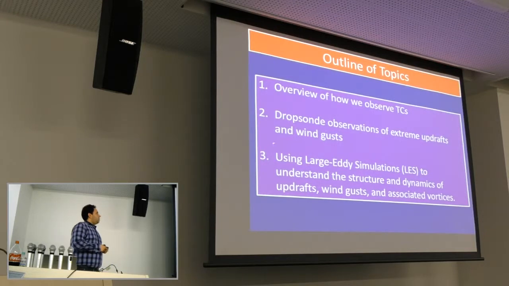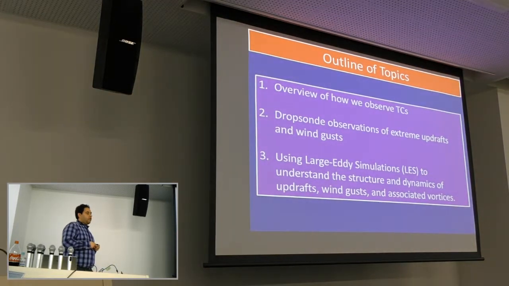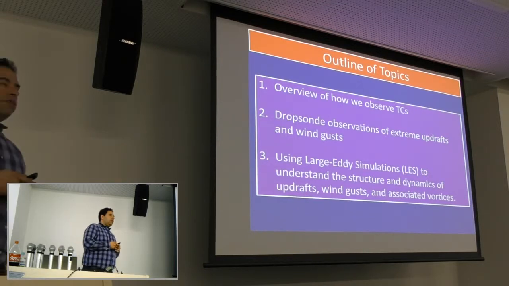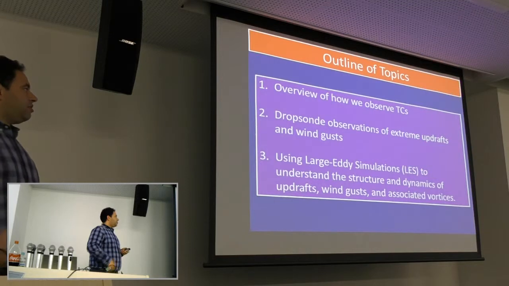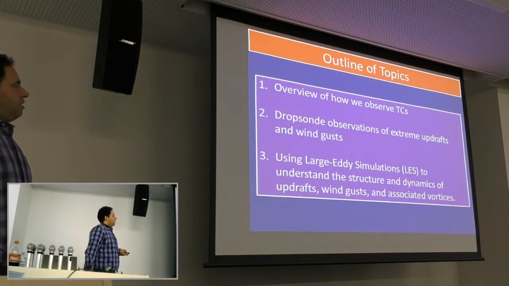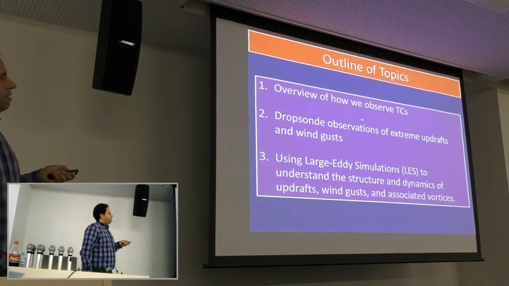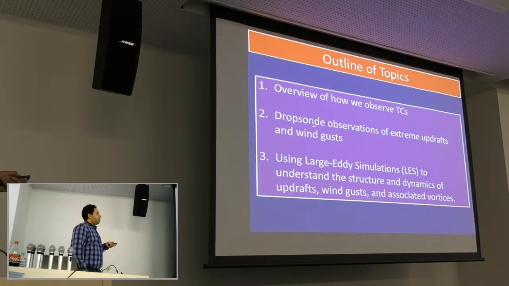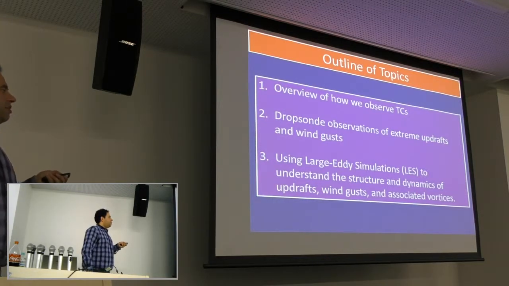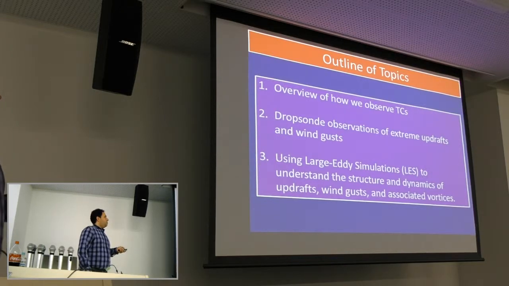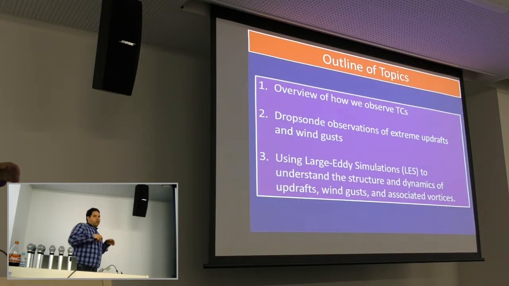So I'm going to talk a little bit about how we observe tropical cyclones and how that relates to our sampling capabilities of the local updrafts and extreme wind gusts. And then I'm going to talk about this dropsonde data set that I've analyzed of the extreme updrafts and the wind gusts. And then the last part of the talk will be about how we can use large eddy simulations to understand the structure and dynamics of updrafts and wind gusts and the vortices that I believe are associated with both the updrafts and the wind gusts.